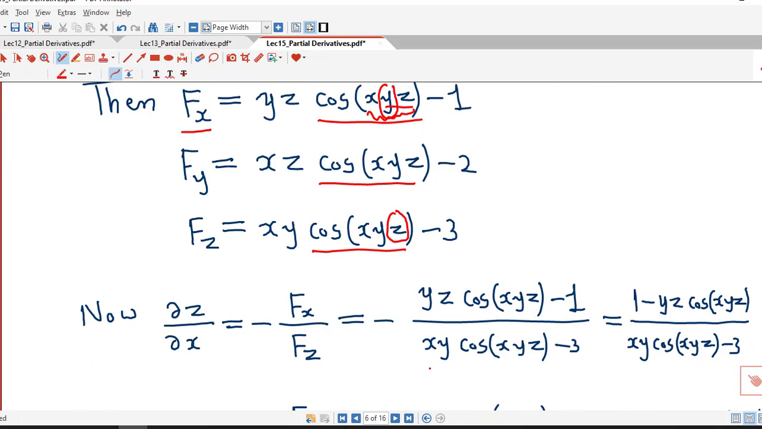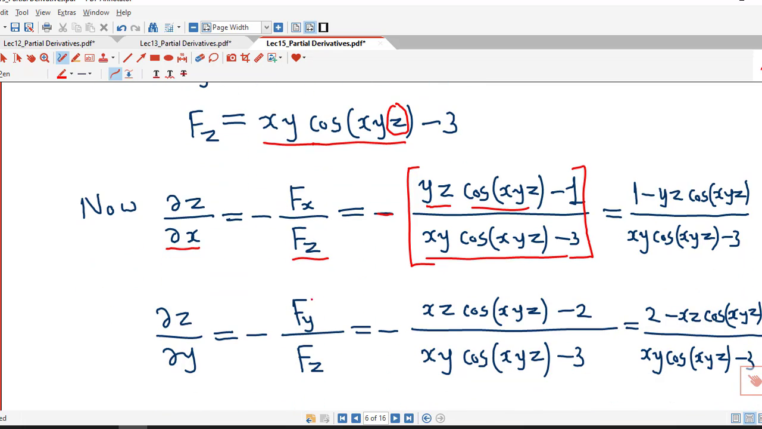So now we put these values in the formulas. Del z by del x is minus fx by fz, and if we put values of these derivatives here, del f by del x is yz cos xyz minus 1, and del f by del z is xy cos xyz minus 3, and if we take this negative sign inside the numerator, we can rewrite numerator as 1 minus yz cos xyz over xy cos xyz minus 3.